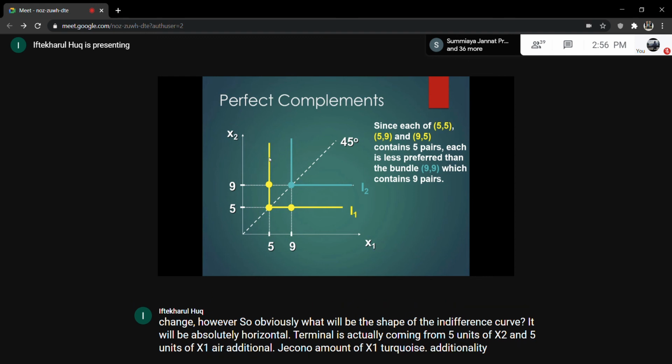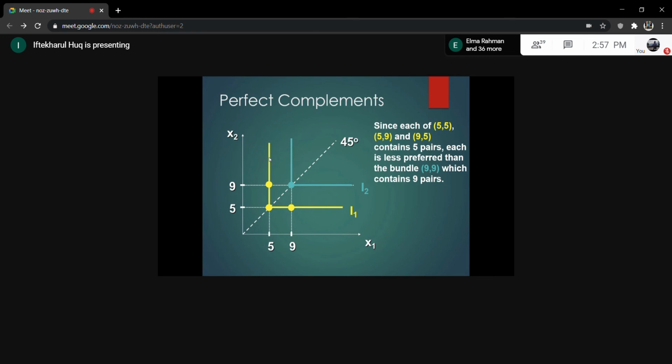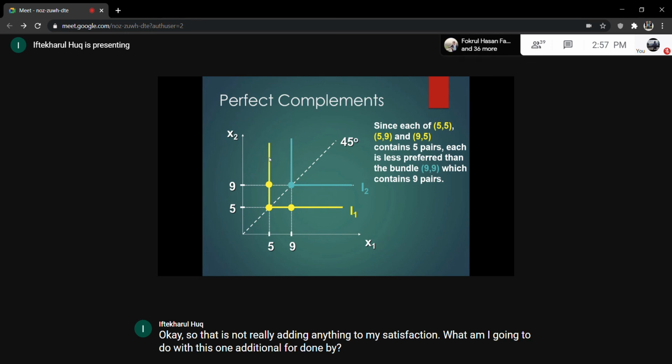একটা খুব common example আমরা টেক্সট বইতে দেখি, okay, pair of shoes. ডান পায়ের জুতা এবং বাম পায়ের জুতা, রাইট? সো এখন আপনাকে যদি কোনো দোকানে অফার করে যে আপনি এক জোড়া জুতা কিনলে আপনাকে একটা ডান পায়ের জুতা এক্সট্রা দেয়া হবে, okay, so that is not really adding anything to my satisfaction. What am I going to do with this one additional শুধুমাত্র ডান পায়ের জুতা? Okay, so it's a waste.